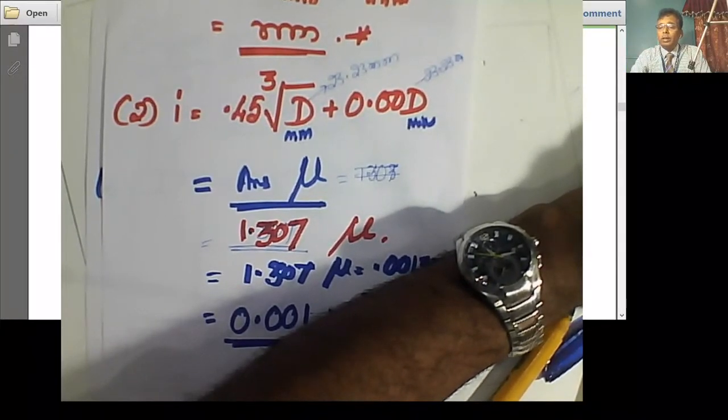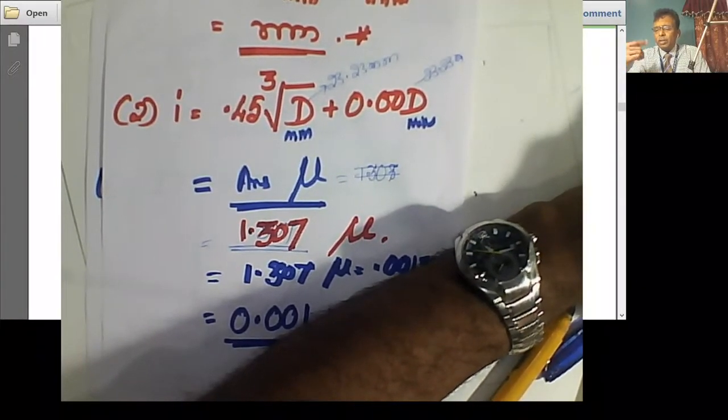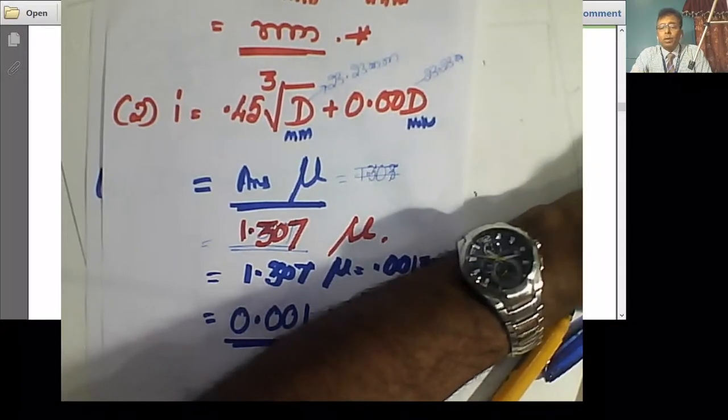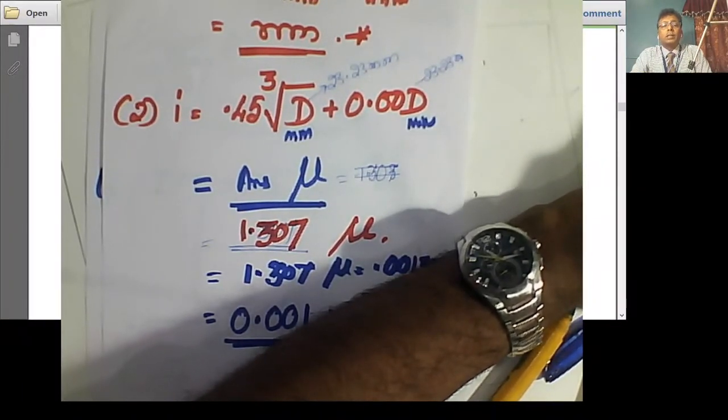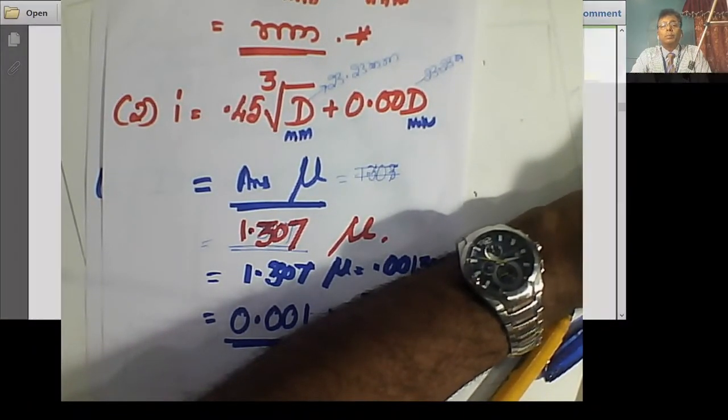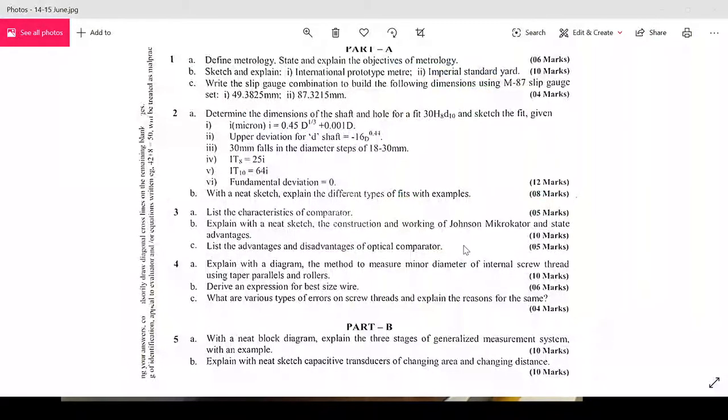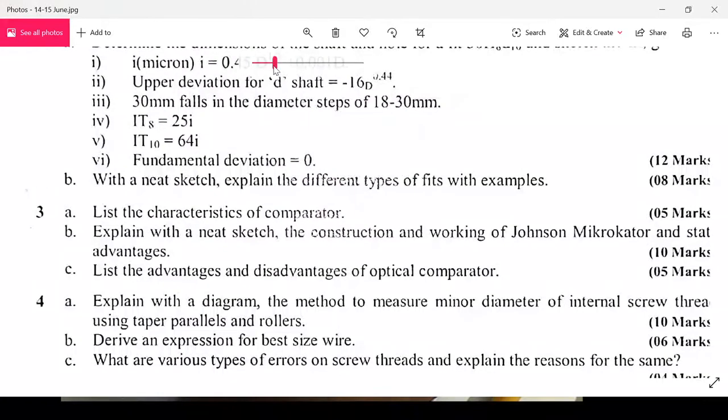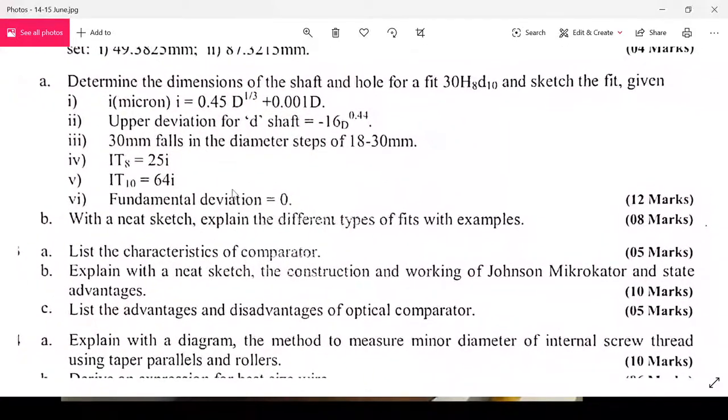Let me read the remaining questions. This is the one which takes more time because I am solving the problem. Okay, now let us go ahead with this problem. Look at the question paper. Please follow the question paper. I will enlarge the question paper for your benefit. Can you read the question paper here?